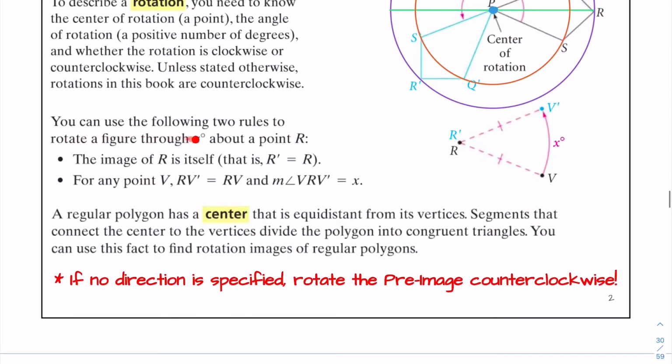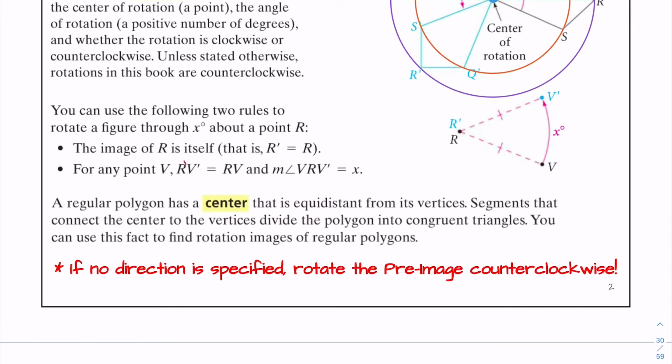Okay, you can use the following two rules to rotate a figure through x degrees about point R. The image of R itself is R prime equals R, so this is the center of rotation. V is now moving so many degrees to become V prime. So for any point V, RV prime is equal to RV, which means that these are equidistant. I don't like the way they wrote that. This really should be R V prime is equal to RV.